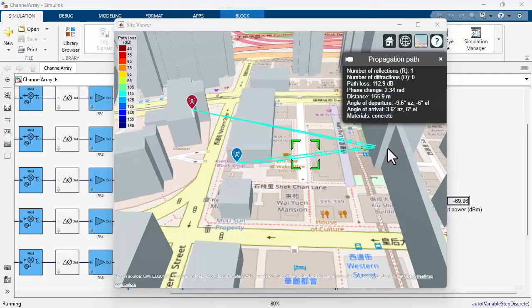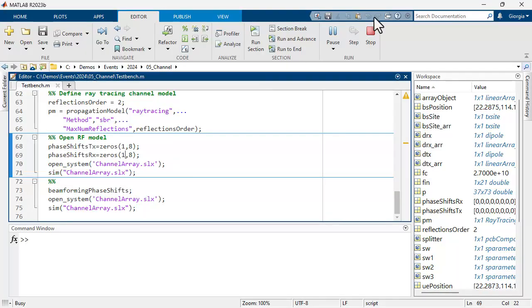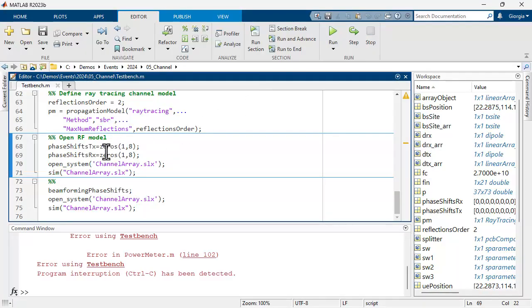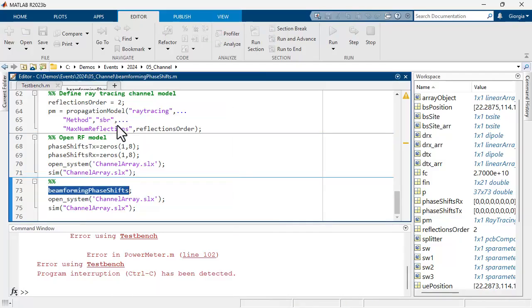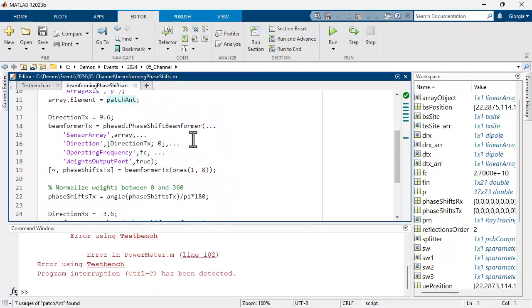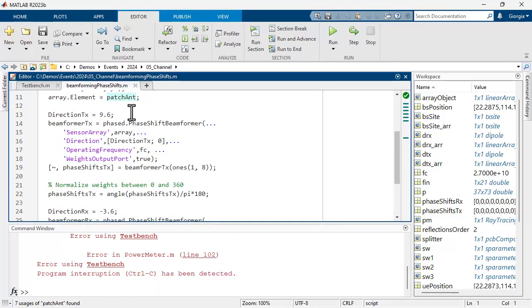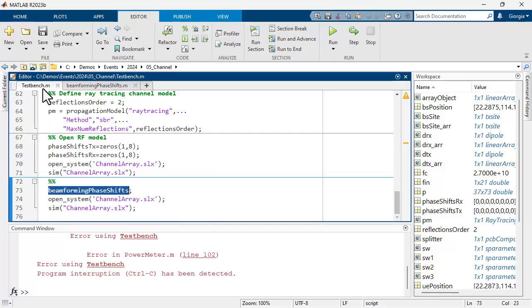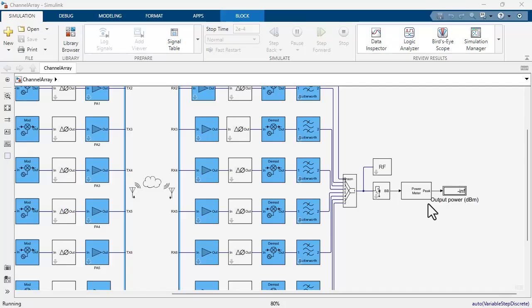Well, let's stop the simulation for a second, and let's now beamform at the transmit and the receive side in such a way that we steer the beam towards the desired direction, and we can actually increase the received power. This is a simple example that allows you to connect a ray tracing channel to a complex transmitter and a complex receiver, and eventually also perform end-to-end simulation.